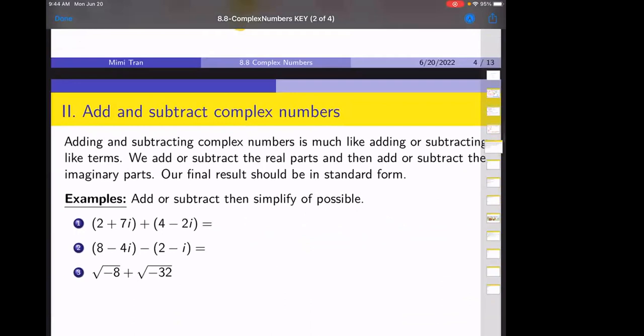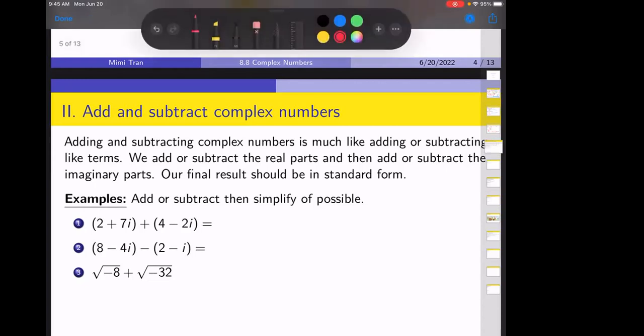All right, so now we add and subtract complex numbers in standard form. It is much like adding or subtracting like terms, right? We add or subtract the real parts, then add or subtract the imaginary parts. And your final answer should be in standard form. What does that mean? That means I want you to write it in A plus BI form. I'll do the first one, and you gotta do the last two.